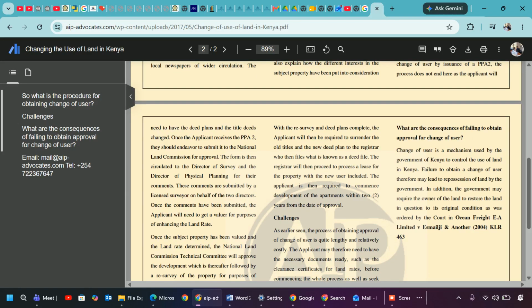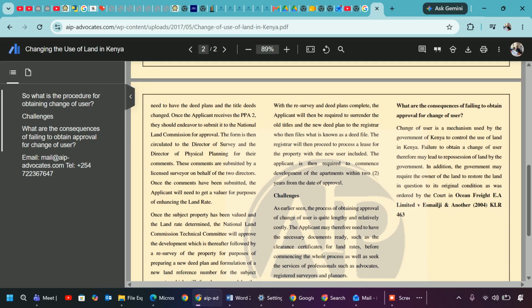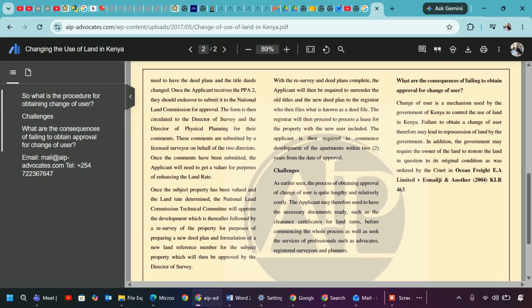And once the comments have been submitted, the applicant will need to get a valuer for purposes of enhancing the land rate. Once the property has been valued and the land rate determined, the National Land Commission Technical Committee will approve the development, which is thereafter followed by a resurvey of the property. So you have the National Land Commission.